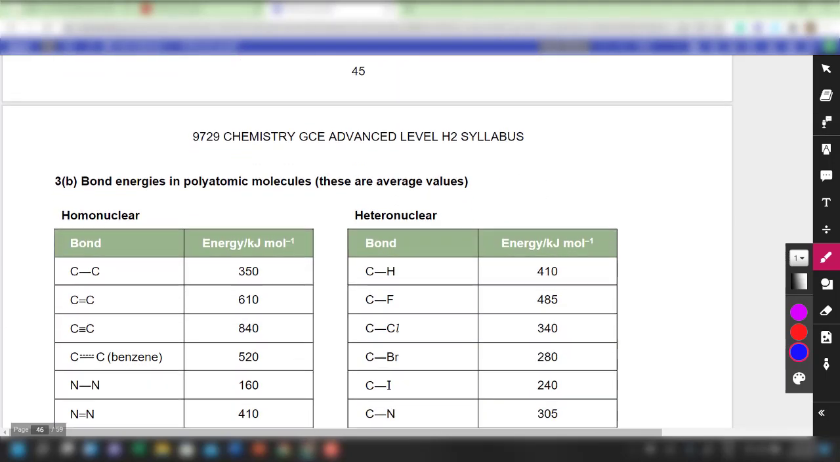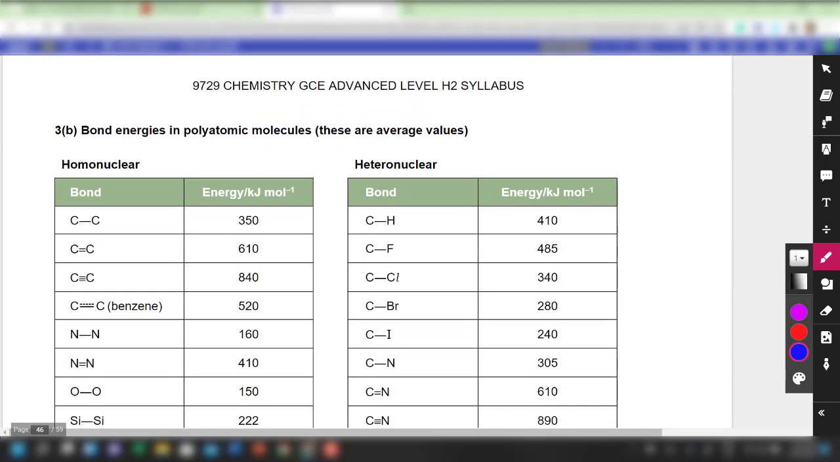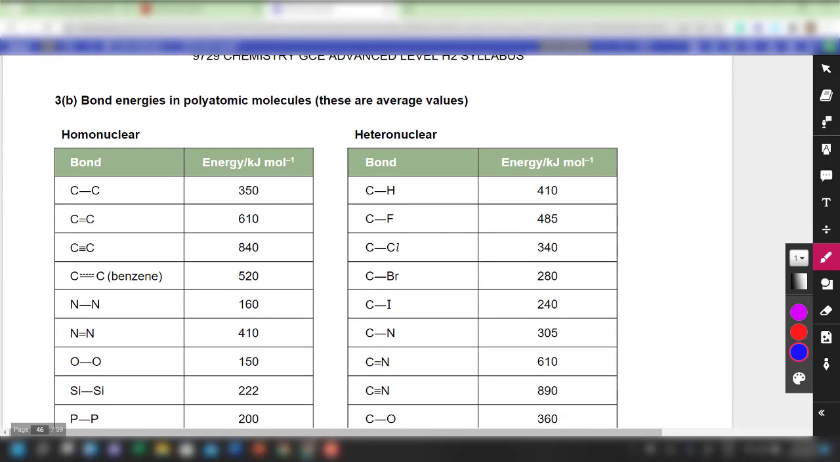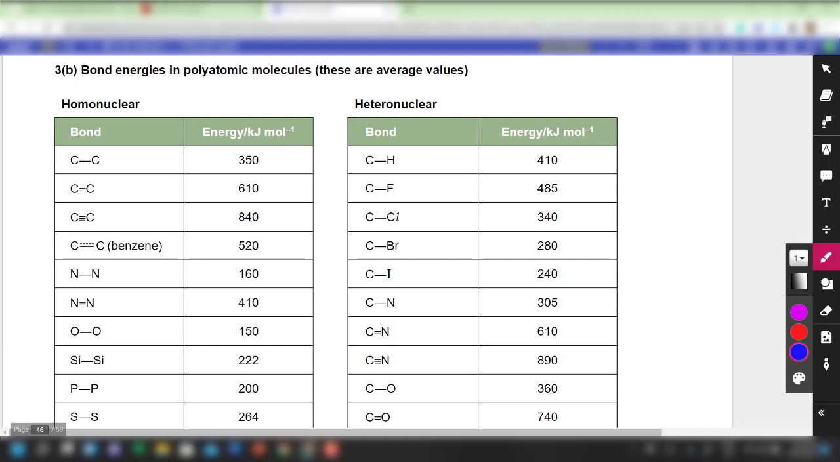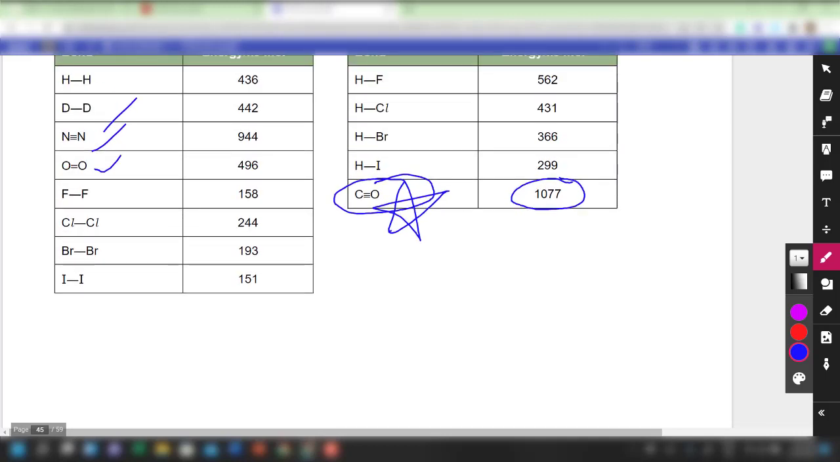Okay, if you move on to the next page, you are given the average values of bond energies in polyatomic molecules. So do be very careful how you go about using the values. What do I mean by that? Let's say for energetics, sometimes you are required to quote the bond energy of dioxygen. That means O=O double bond. So you're supposed to quote 496 kilojoules per mole.